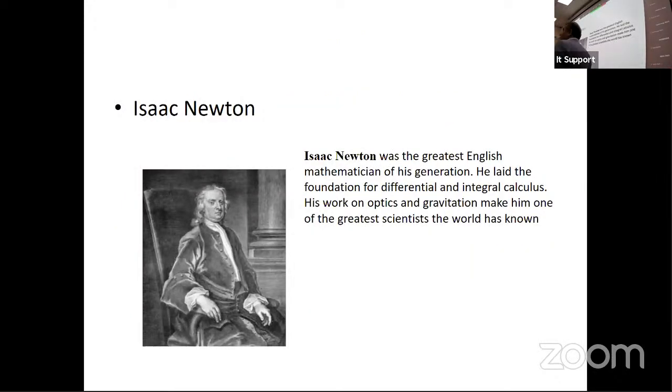Of course, whenever I talk of basic science, if I have to talk history, I am biased by Isaac Newton. Newton is one person who was probably known, and I'm just quoting from the website. He's the greatest English mathematician of his generation. Forget physicist. They write about Isaac Newton, he's the greatest English mathematician of his generation. He laid the foundation for differential and integral calculus. His work in optics and gravitation making one of the greatest scientists of all this world. Such a short CV. And you can see that he started differential and integral calculus, he started optics, he started gravitation, period. And how many people we can talk about that?